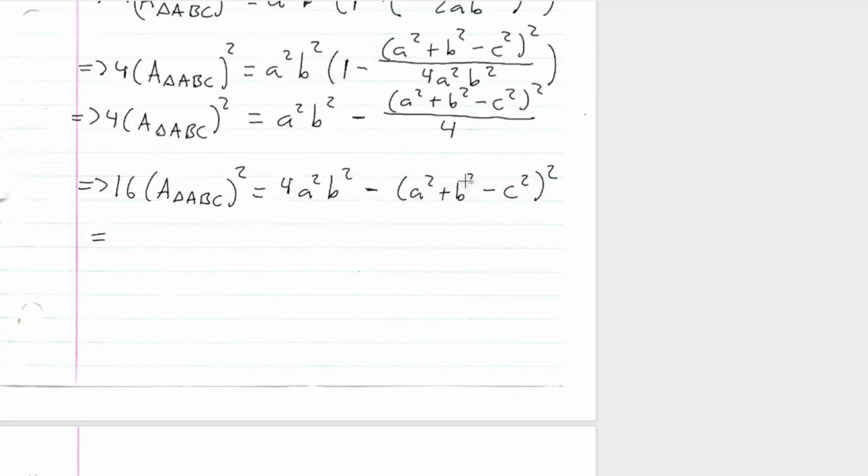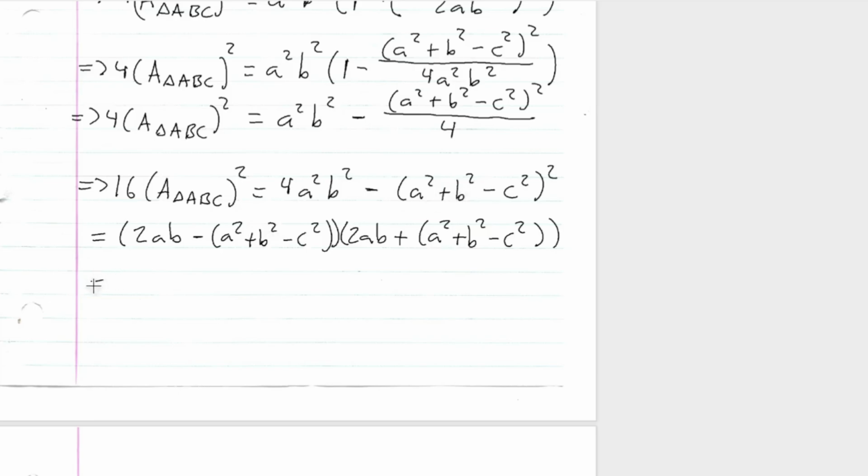Notice that this is actually a difference of squares, right? So the first one would be 2ab, and then minus a squared plus b squared minus c squared, right? And then 2ab plus a squared plus b squared minus c squared, right? This is the difference of squares. And now I'm going to distribute this negative, and reorganize it in a way that'll be nice.